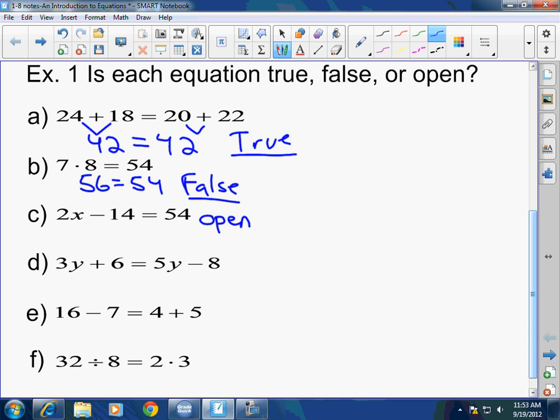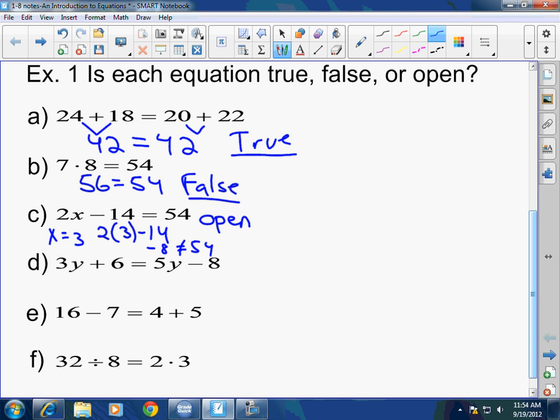Now, could you determine if it's true or false if I tell you x equals 3? How would you determine that? You replace or plug in the variable value into the variable. So that would be 2 times 3 minus 14. That's 6 minus 14, which equals negative 8, which does not equal 54. So if I give you a value, you can determine if it's true or false. Now, you said to replace or to plug in. What's a fancy word for plug in? Evaluate. Very good, gentlemen.